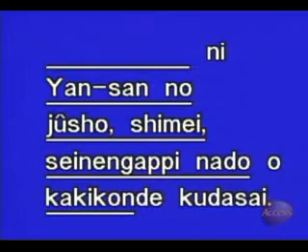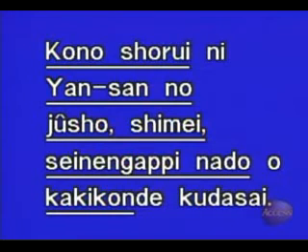Well then, where is he supposed to write these things in? That information is found before ni. Kono shorui ni. This means on this document. And so that whole long sentence means please write in your address, name, date of birth, and so on this form.